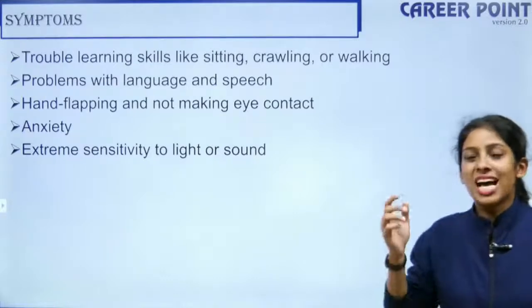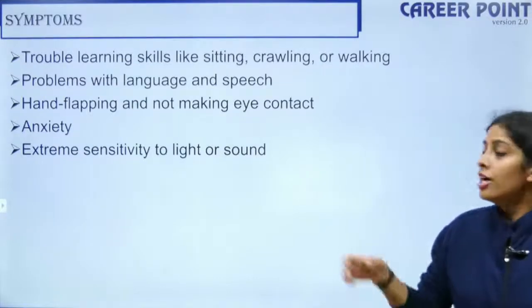Extreme sensitivity to light or sound. They cannot hear a sound in a home theater or a speaker, right? So that should not happen.